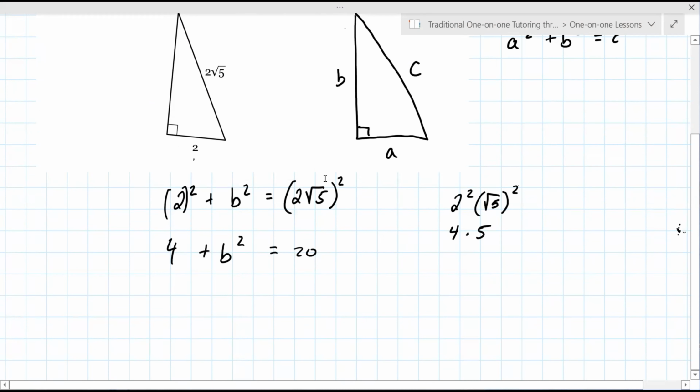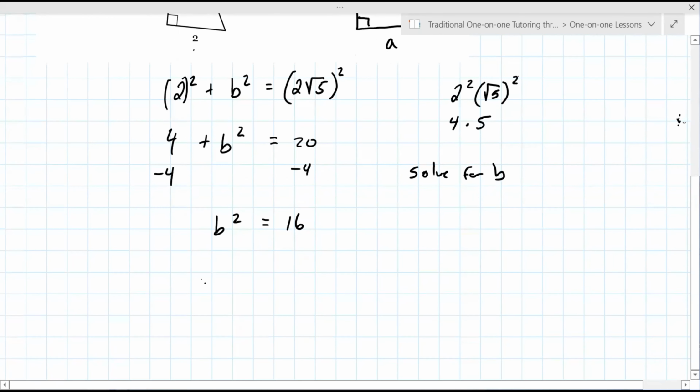Yeah, I get it. Okay, and now we're just solving for b. Solve for b. So we subtract 4 from both sides. B squared equals 16. And then to undo a square, you take a square root of both sides. So squares undo square roots, undo squares. And you only care about the positives. You don't have to do the plus or minus thing that you might have seen in another class. So b equals 4.